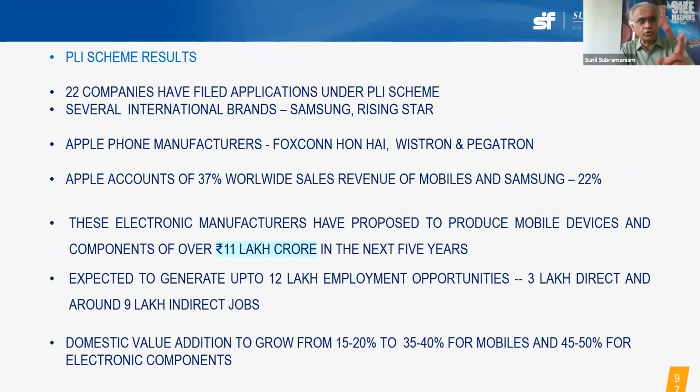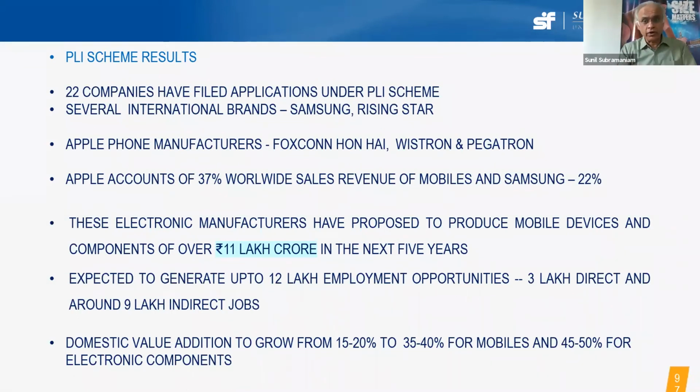The scheme closed on 31st of July. 22 companies have filed applications. And who are these? These are all suppliers of Samsung and Apple. So Apple is 37% and Samsung 22% of the world mobile market. So 60% of the world mobile market manufacturing is going to shift to India, which means about 11 lakh crore of mobile phones and components will get produced and about 12 lakh jobs will get created. Just one example to tell you what the government is willing to do, and needs to do, in a whole host of sectors to get more FDI in.